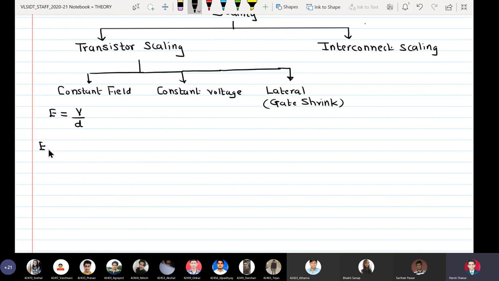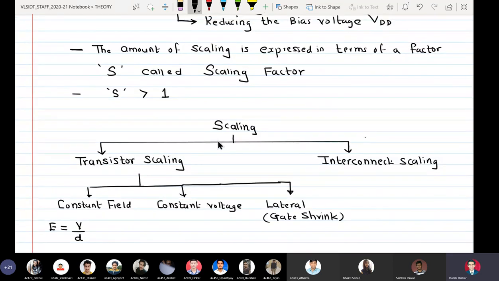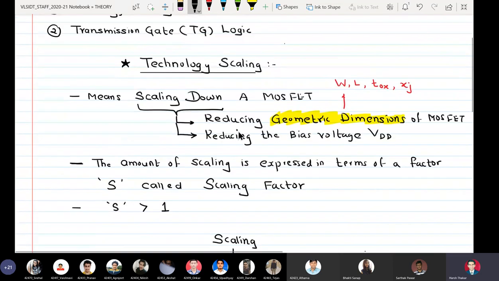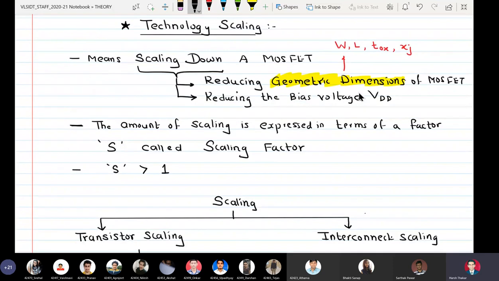We already said before that a MOSFET structure has two fields. One is the lateral electric field, which is equal to VDD upon L, and the vertical electric field, which is equal to VGS upon Tox. Technology scaling means scaling down the geometry of the MOSFET. If I want to scale down a MOSFET, I have to reduce the width by a factor S, the length by a factor S, and also Tox by a factor S.